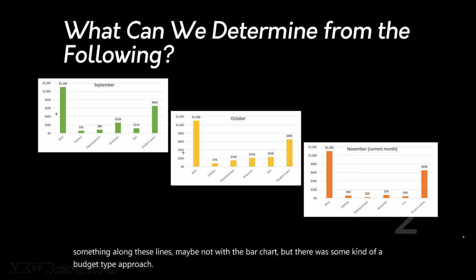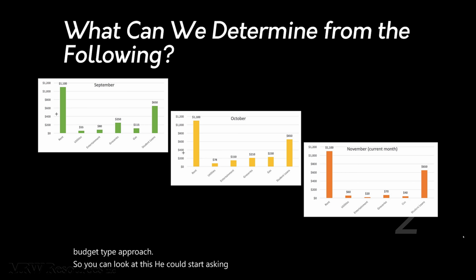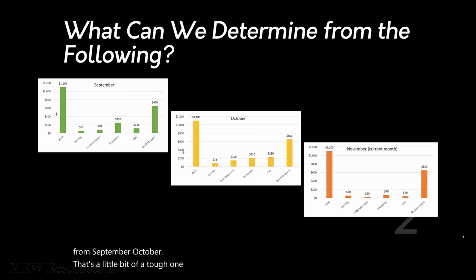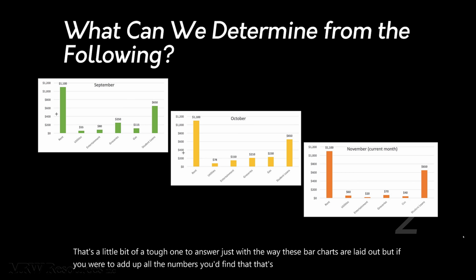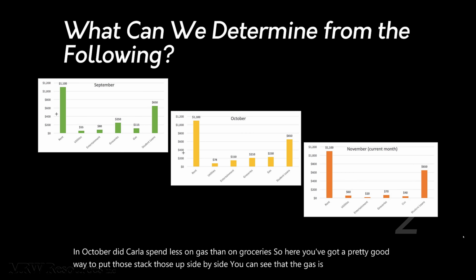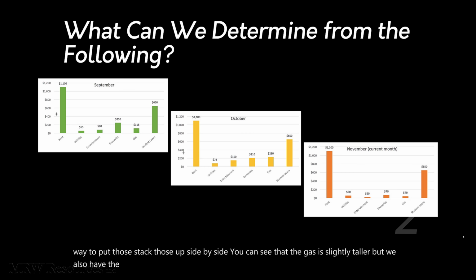So you can look at this, you can start asking questions. Well, did overall spending increase from September to October? That's a little bit of a tough one to answer just with the way these bar charts are laid out. But if you were to add up all the numbers, you'd find that that's true. In October, did Carla spend less on gas than on groceries? So here you've got a pretty good way to stack those up side by side. You can see that the gas is slightly taller, but we also have the numeric tags right there on the bars, so we can actually see that yes, she did spend more on gas.